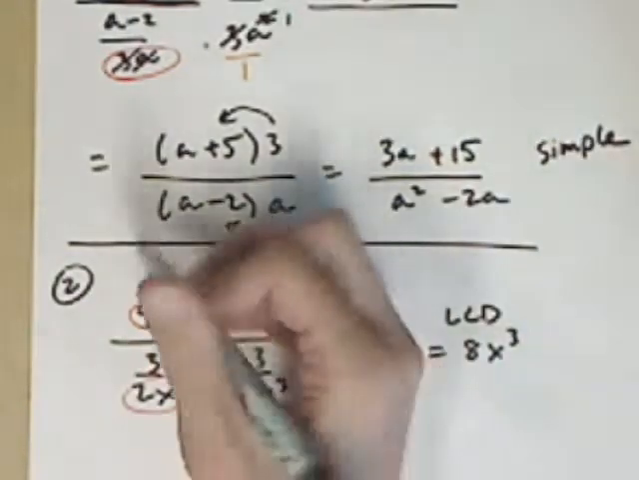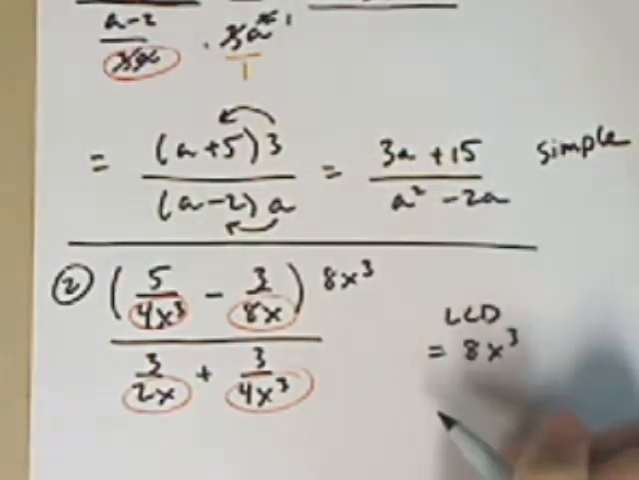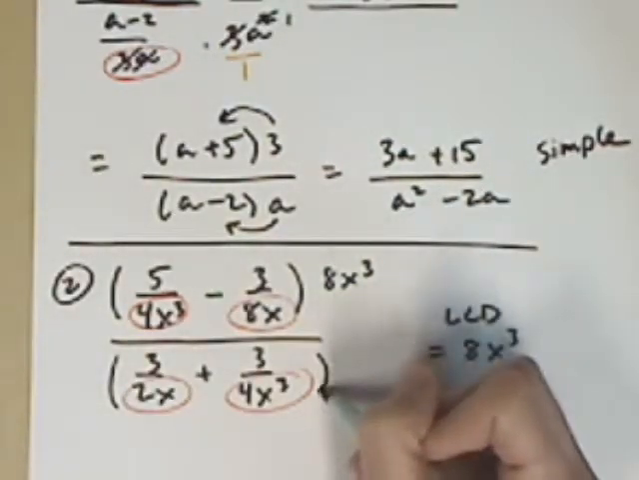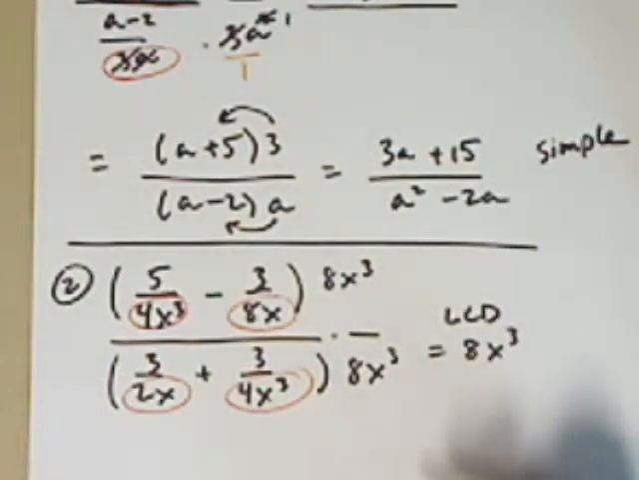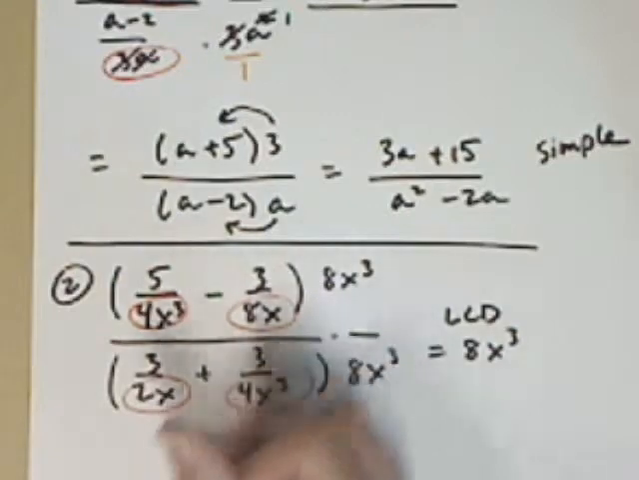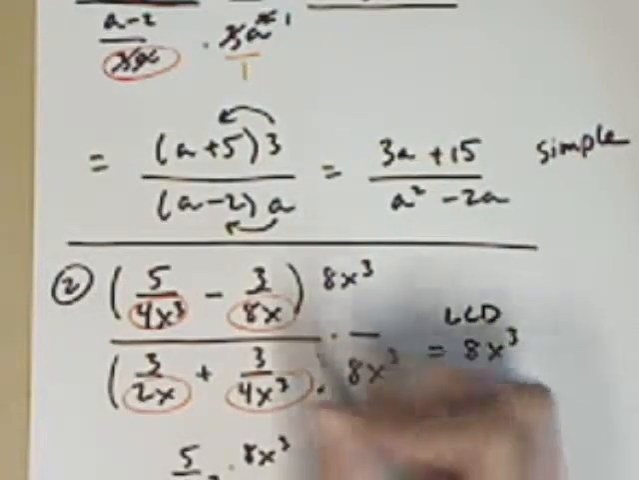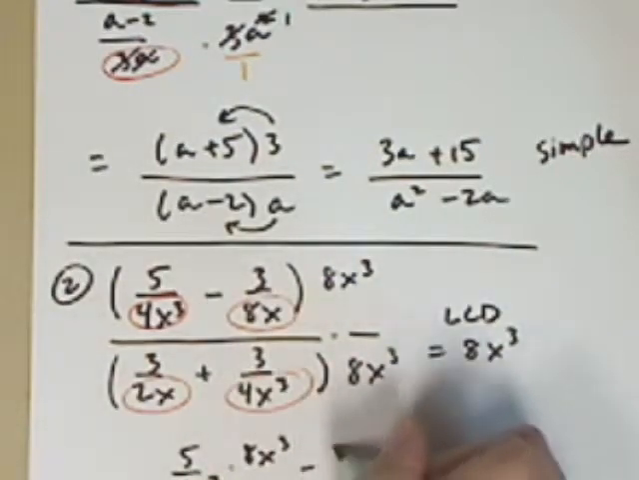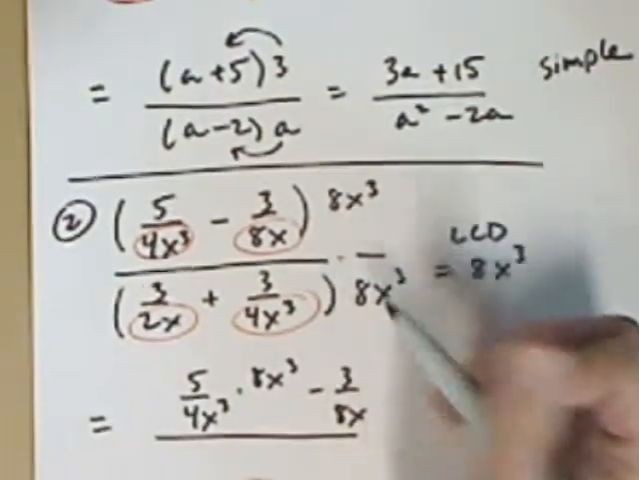So what I need to do is to multiply the entire numerator by the LCD, which is 8x cubed, and I multiply the entire denominator by that same 8x cubed. Well, I like to think of it this way. I'm going to take my numerator and I'm going to take each piece. So the 5 over 4x cubed needs to be multiplied by an 8x cubed, so times 8x cubed. Then I have the minus 3 over 8x, which needs to be multiplied by the 8x cubed.